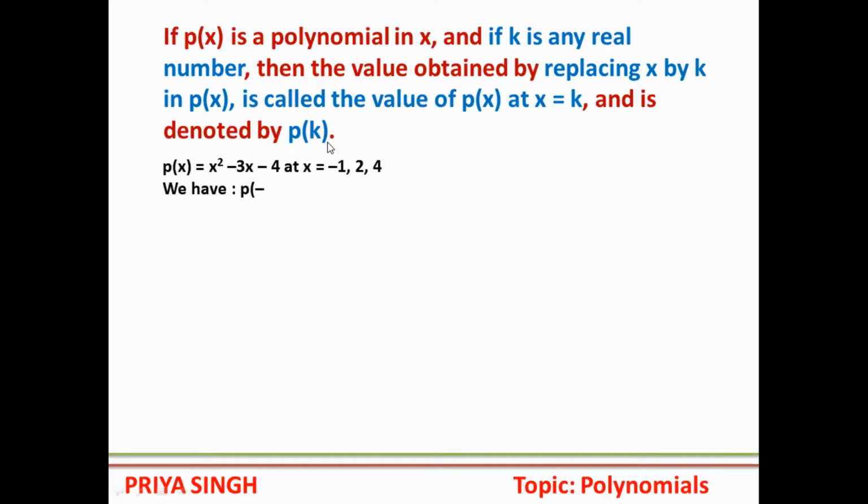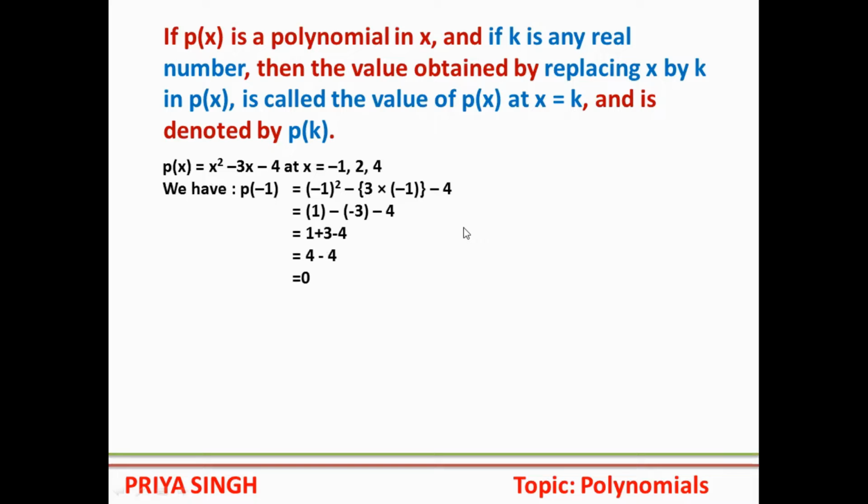So we have p of minus 1 is equal to minus 1 square. What am I doing? Putting the value of x as minus 1. I'll get minus 1 square minus 3 into minus 1 minus 4. That is 1 minus of minus 3 minus 4. That is 1 plus 3 minus 4. That is 4 minus 4. I can say it as 0. If you have noticed, I have simply put the value of x as minus 1 and got the value of p of minus 1 as 0.